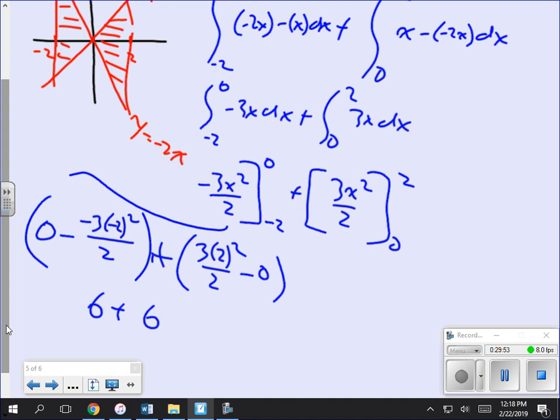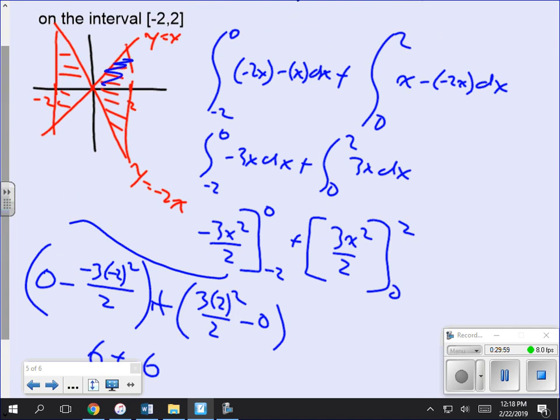Now, a clever person would have noticed that, hey, that is the same area as this because they are symmetrical. And so you only have to solve one and then double it.